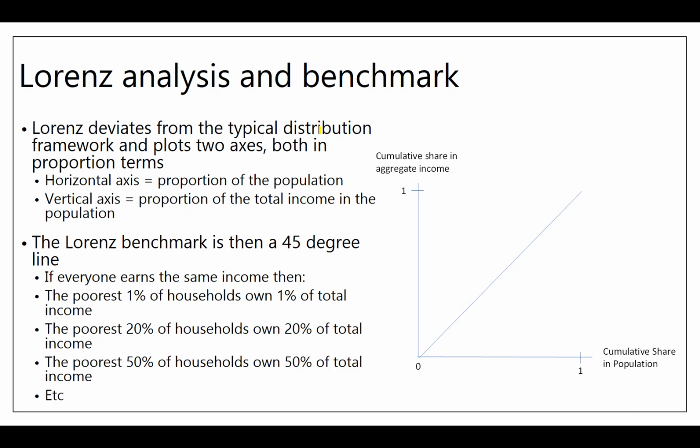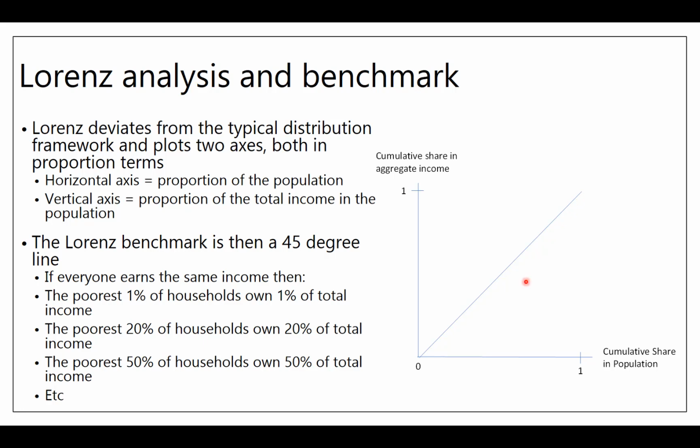We talked about a Lorenz benchmark of everything being shared equally and how it might produce a line that looks like this, where if you measure the cumulative share in the population, so the first 10%, the first 20%, the first 30, 50, 75% of the population down here, then a benchmark equity situation would be they also have 75% of the income. Okay, and so the percentages here match the percentages here, the proportions, I guess, would be the right way to say it. And this becomes the benchmark.